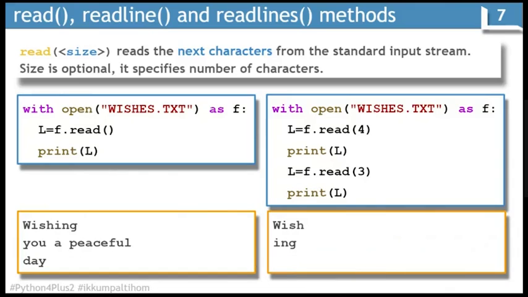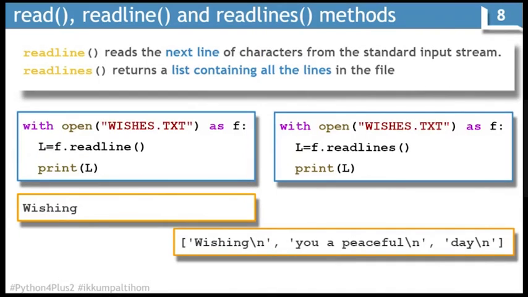So read is going to use one parameter or no parameter. If there is no parameter used, that means it is going to read the entire content of the file. Whereas if read is used along with a parameter, it is going to extract the next n number of characters, depending on what value of n is specified by the user. That many characters will be extracted from the present location of the file cursor.